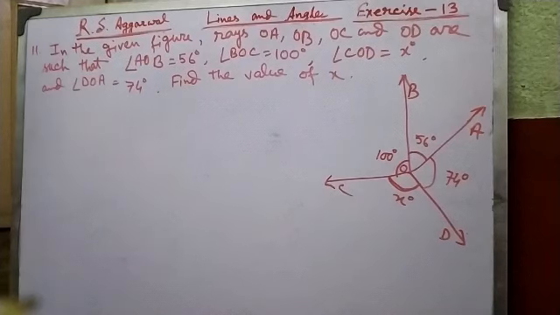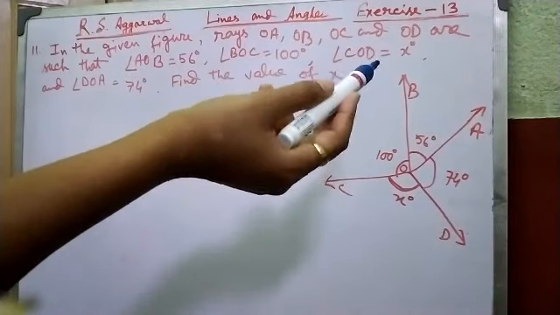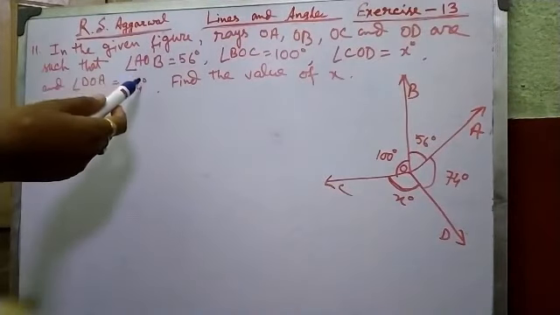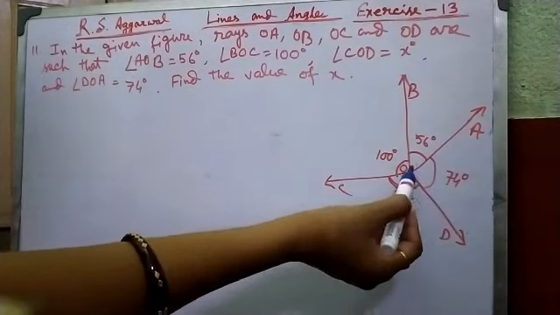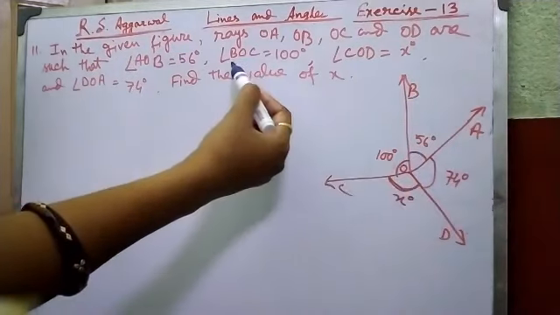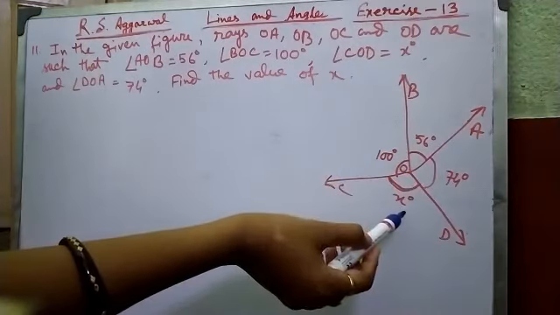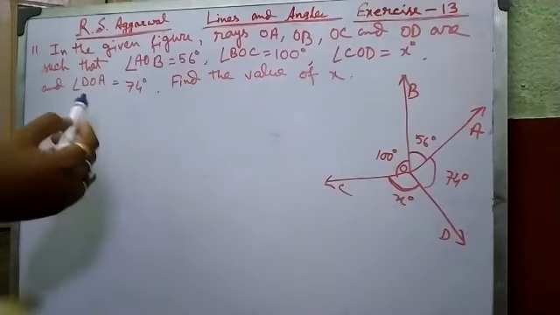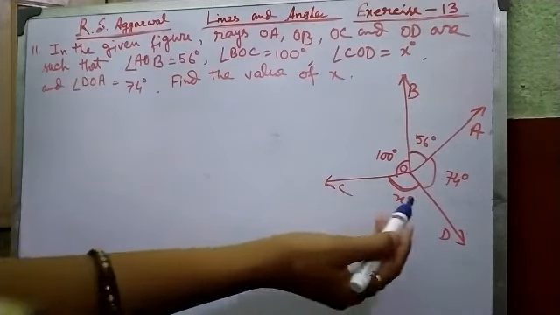Now coming to the last sum of this exercise, question number 11. In the given figure, rays OA, OB, OC and OD are such that angle AOB equal to 56 degree. AOB, this is 56 degree. BOC equal to 100 degree, this one angle. COD equal to X degree and DOA equal to 74 degree. So we have to find out the value of X.